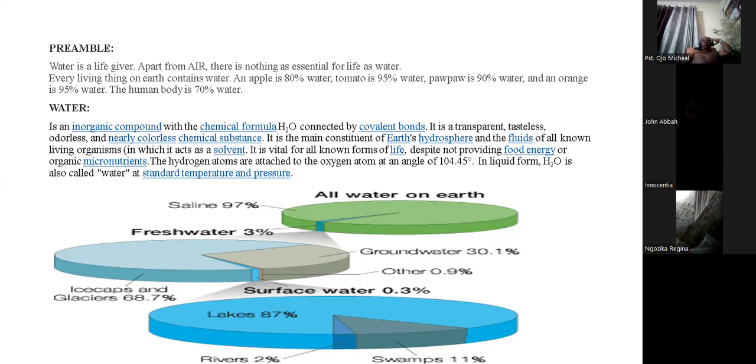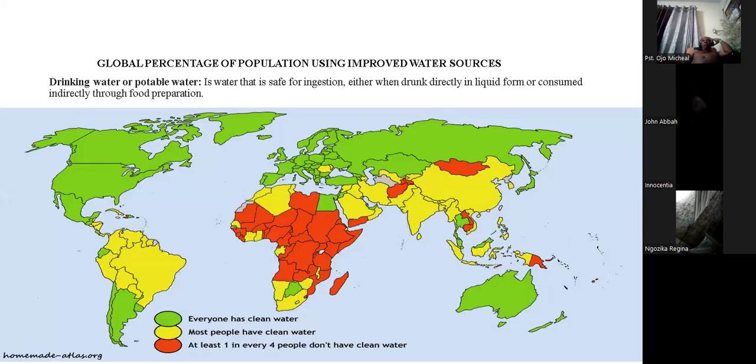Go ahead. It's okay. So we equally have surface water, and our surface water includes our lakes, our rivers, and our swamps. So now we know a little thing about water. Now let's look at the global percentage of countries with good, clean water.